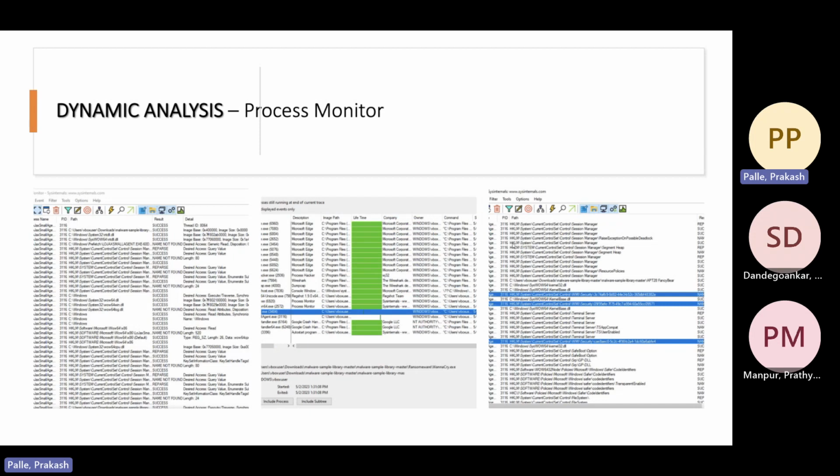And PE Explorer is a tool for exploring and analyzing the portable executable file. It provides a graphical interface to inspect the internal structure of the executable file, including headers, sections, imports, and exports. And PE Explorer can help identify suspicious or malicious artifacts within an executable.